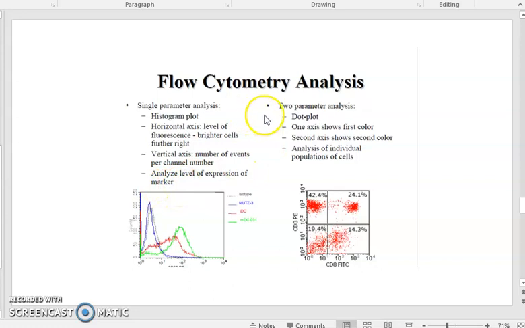Next one is the two parameter analysis. It shows a dot plot graph. One axis shows the first color, the second axis shows the second color. It is used for the analysis of individual populations of cells. In the next session we will learn about the exact method for sample preparation, advantages, and types of flow cytometry.